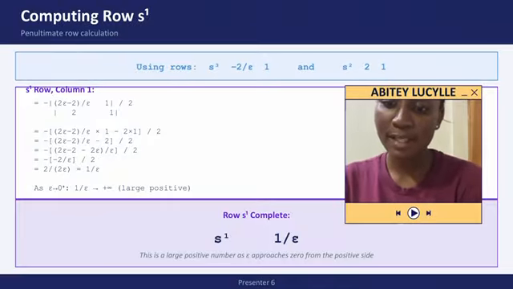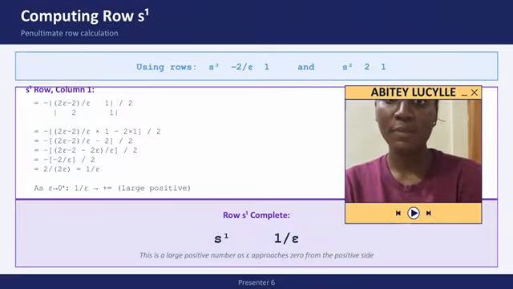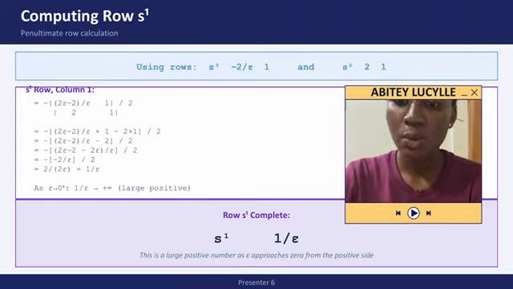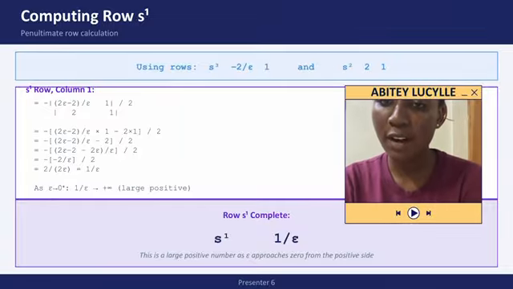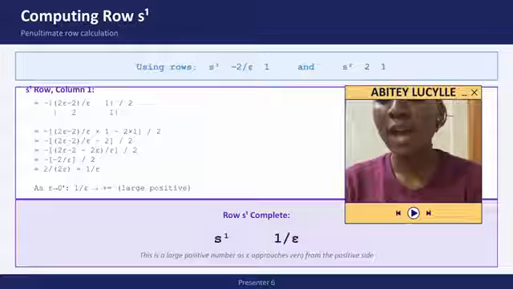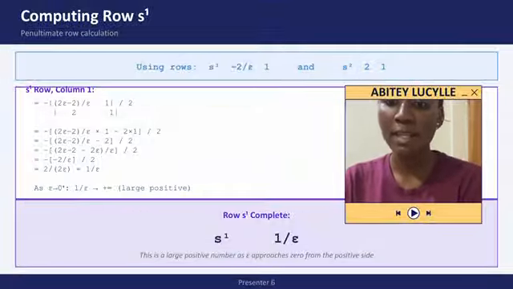For the determinant, we know it's going to be negative 2 over epsilon times 1 minus 2 times 1. This gives us negative 2 over epsilon minus 2. We negate because there's a negative sign, which gives us positive 2 over epsilon plus 2. Then we divide by the first element of S squared, which is 2. So 2 over epsilon plus 2 divided by 2 equals 1 over epsilon plus 1.